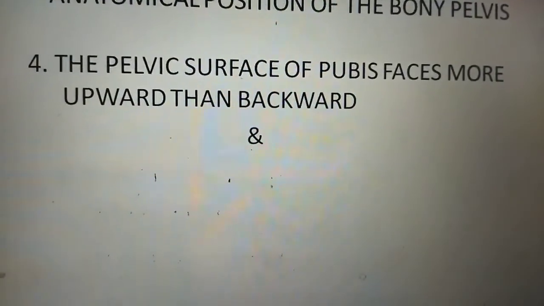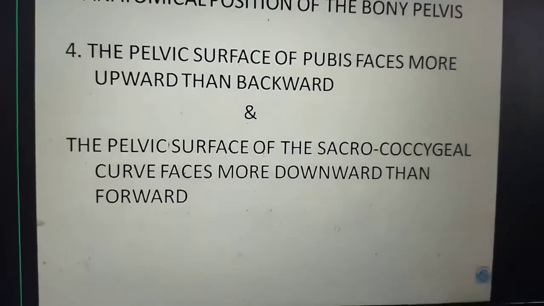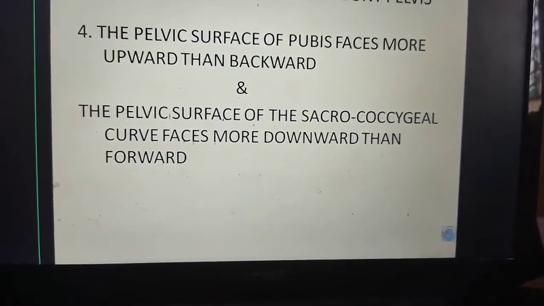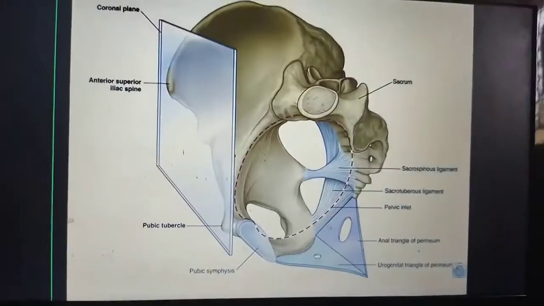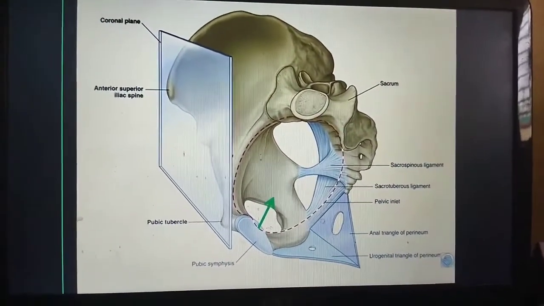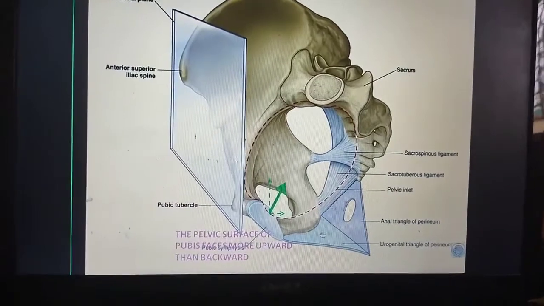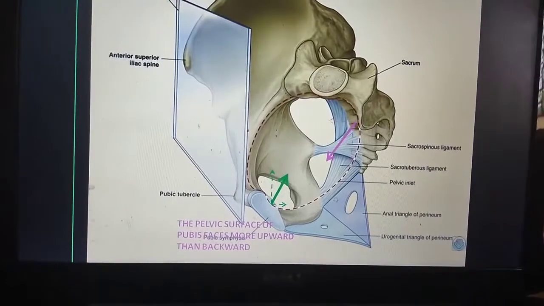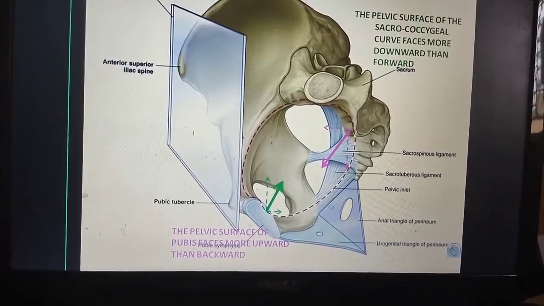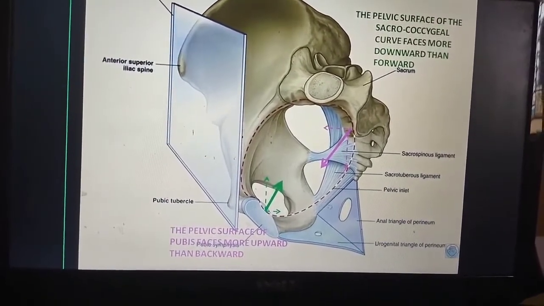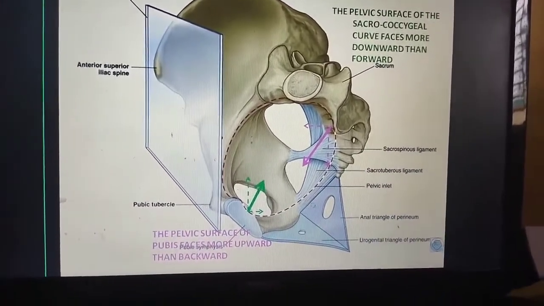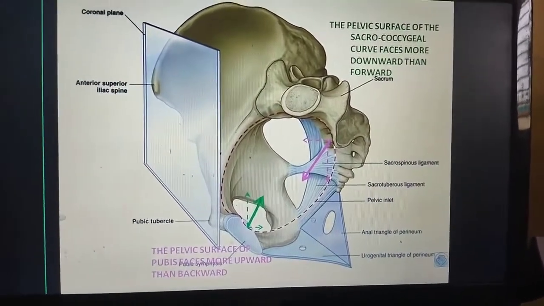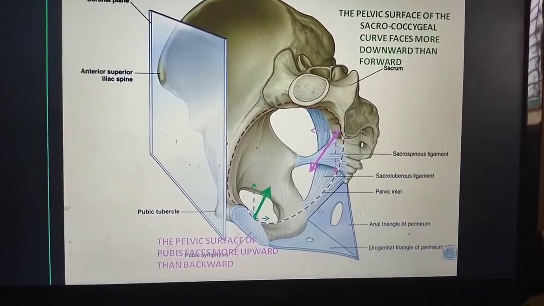In anatomical position, the pelvic surface of the pubis faces more upward than backward, and the pelvic surface of the sacrococcygeal curve faces more downwards than forward. Here you can see the direction of the pelvic surface of the symphysis pubis and the pubic bone, and the inclination of the sacrococcygeal curve on its pelvic side. It is more downwards than forwards.